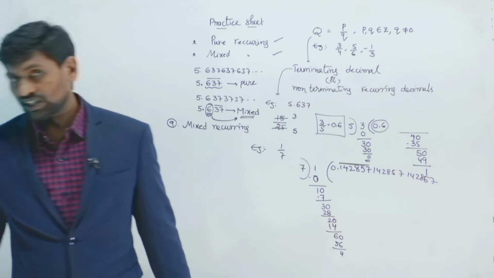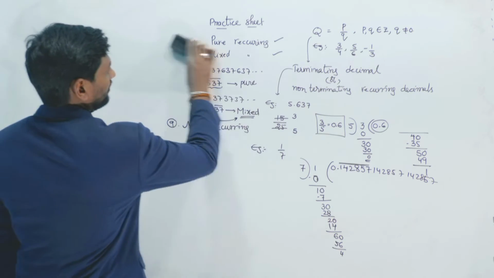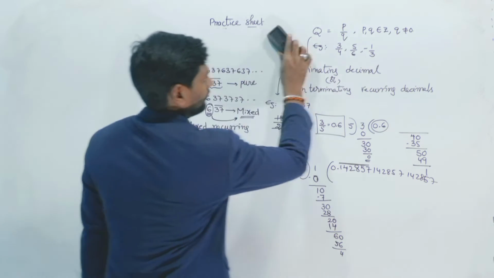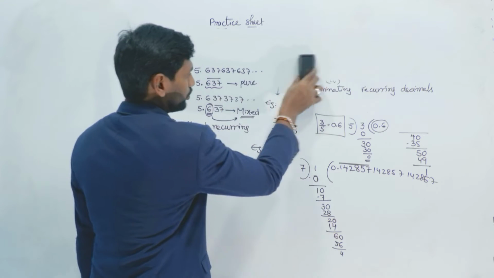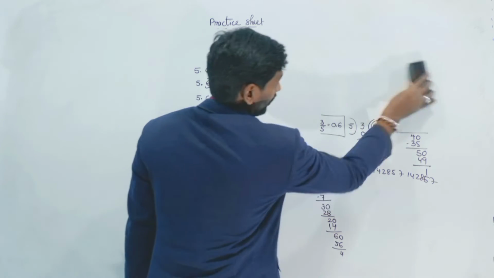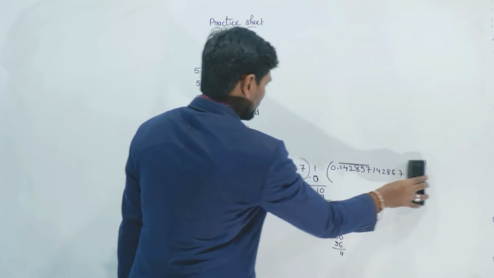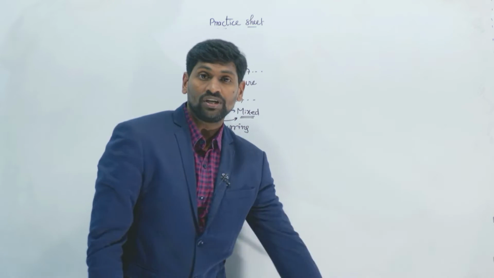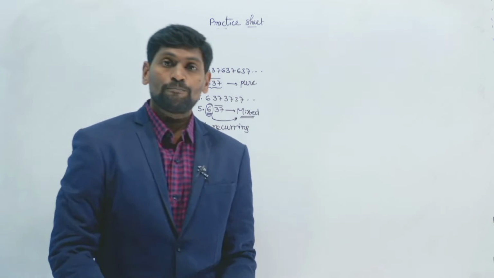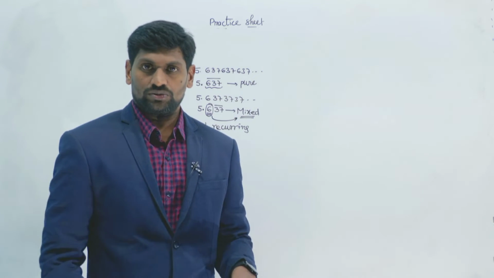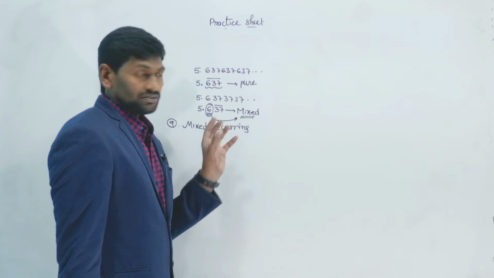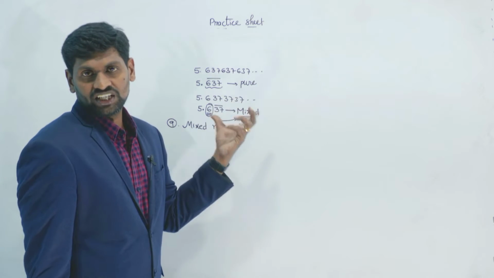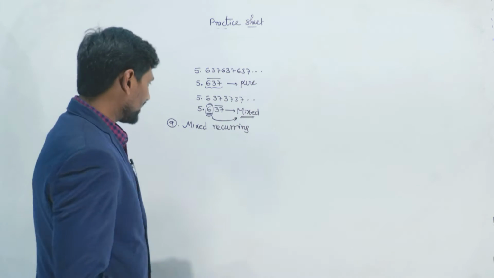So rational numbers are in the form of P by Q. While you are converting the P by Q form into decimal, there are two types of decimals: terminating decimals and non-terminating recurring decimals. In non-terminating recurring decimals, again we have pure recurring and mixed recurring also. So this is the topic about pure recurring and mixed recurring. Now let us go to the next question.